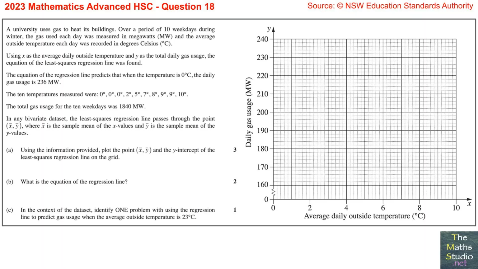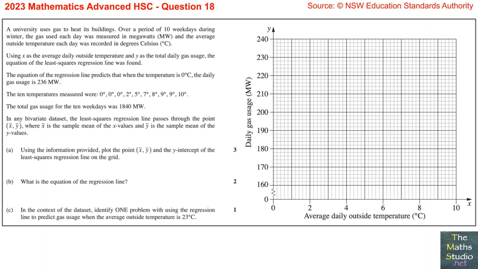Question 18. A university uses gas to heat its buildings. Over a period of 10 weekdays during winter, the gas used each day was measured in megawatts and the average outside temperature each day was recorded in degrees Celsius. Using X as the average daily outside temperature and Y as the total daily gas usage, the equation of the least squares regression line was found.